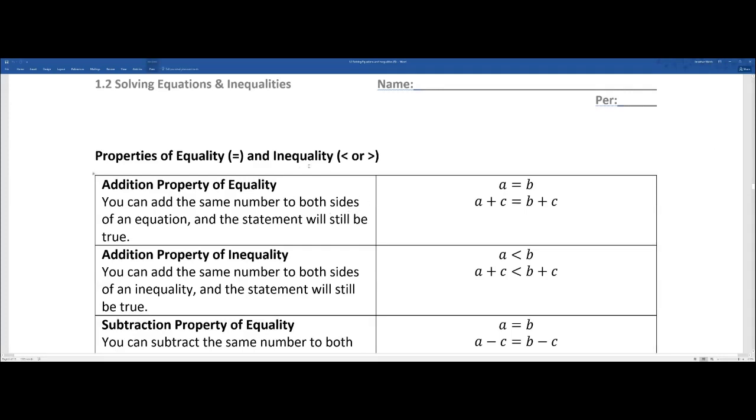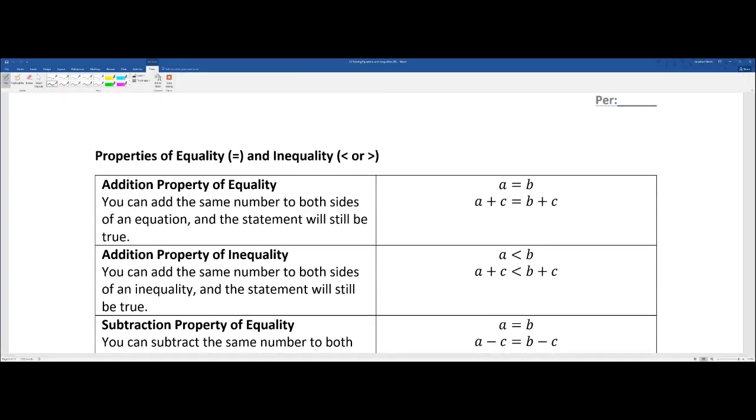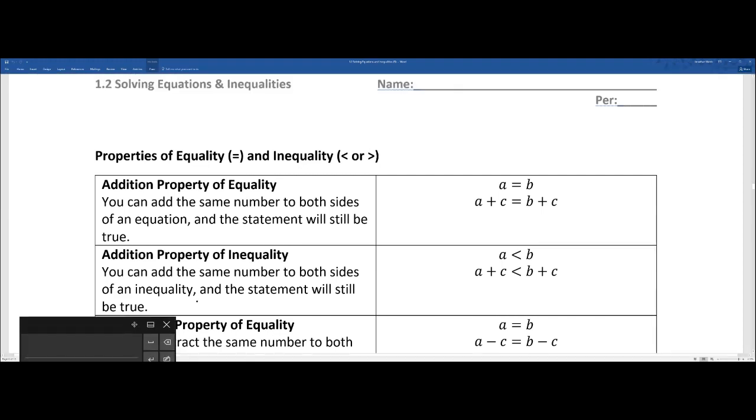Hey guys, so we're continuing off with 1.2 solving equations and inequalities, and we're just going to go over some basic properties here. So, properties of equality again means equation sign. Now, inequalities would be less than or equal, or greater than or greater than or equal, so that's something to note. Now, you all remember the addition property of equality.